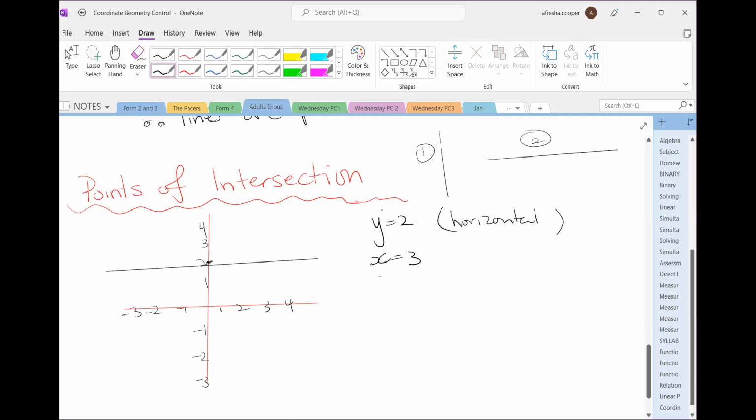x is equal to 3. You look for 3 on the x-axis and you go standing up now. So what is the point of intersection? The coordinates.